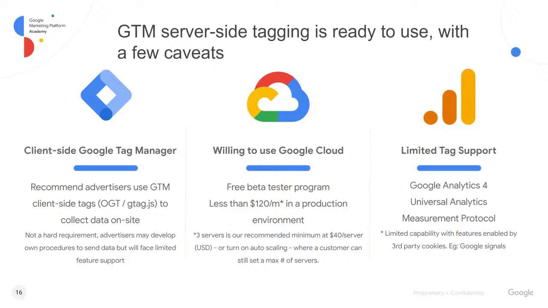If you remember, we have the web container, and then we have the server container with the web client and the server tag. For now, for the server tag, we have Google Analytics 4, Universal Analytics, and Measurement Protocol supported. We also have the possibility to have HTTP tags, but that will need some development on your side. So that's always the caveat, that the setup maybe requires a bit more support from developers. But once it's set up, it works exactly the same way as Google Tag Manager. So it has variables, triggers, and tags.